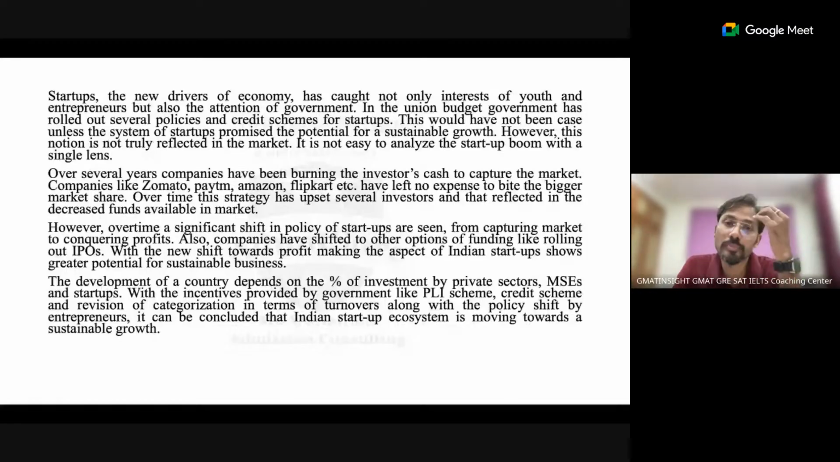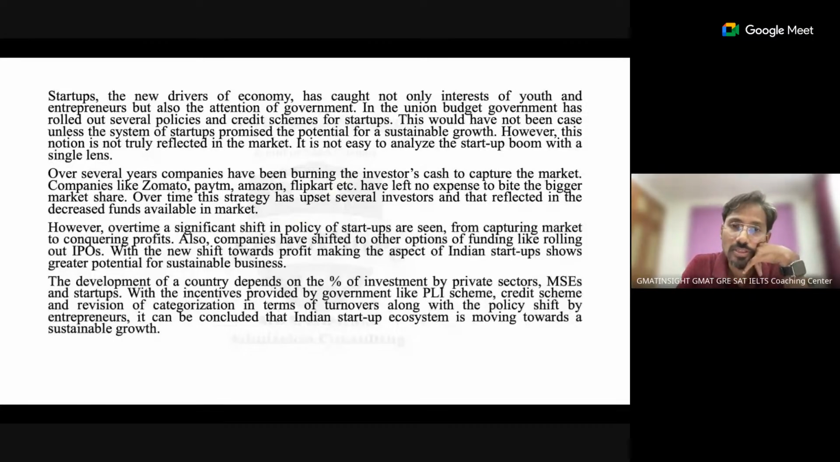Startups, a new driver of the economy, have caught not only the interest of youth and entrepreneurs, but also the attention of governments. In the Union Budget, the government has rolled out several policies and credit schemes for startups. This would not have been the case unless this system of startups promised the potential for sustainable growth. However, this is not truly reflected in the market. It is not right to analyze the startup boom with a single lens.